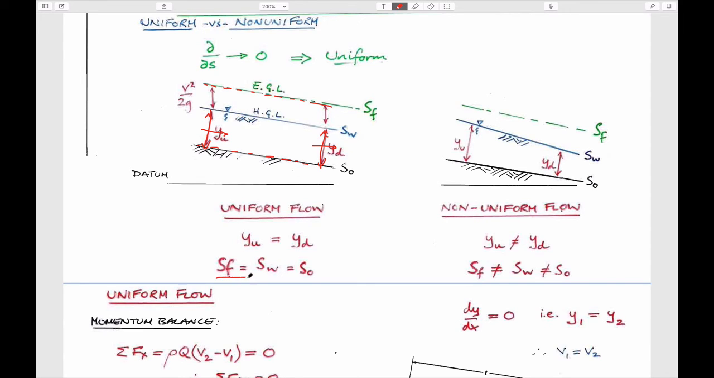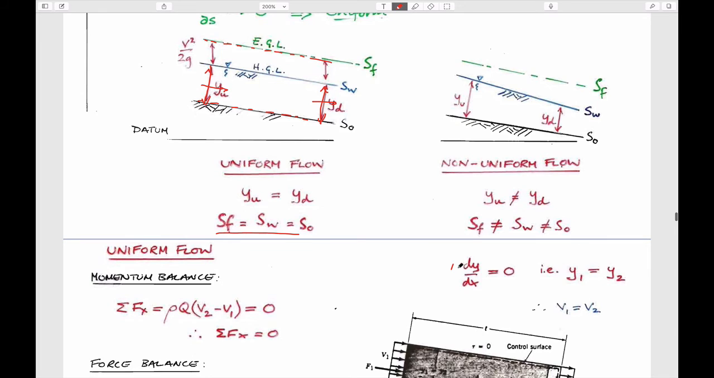So as a consequence of these, this value of change in depth as you go downstream has to equal 0. And so we can calculate some very simple expressions for uniform flows. For non-uniform flows, the only one we'll deal with are gradually varying flows.